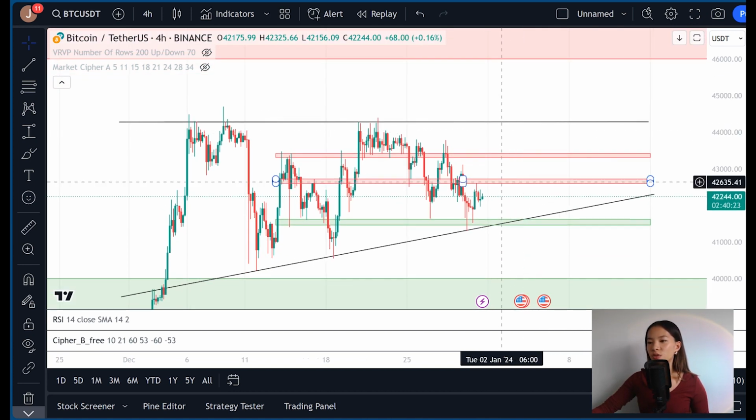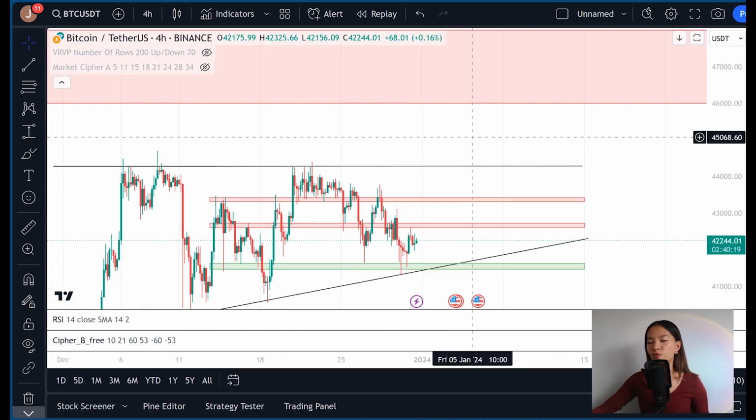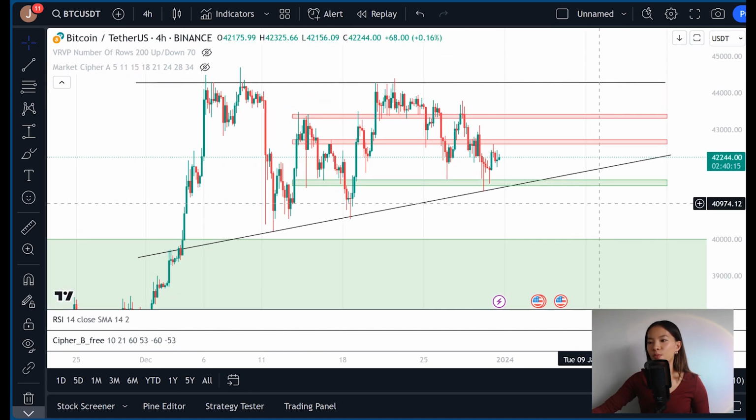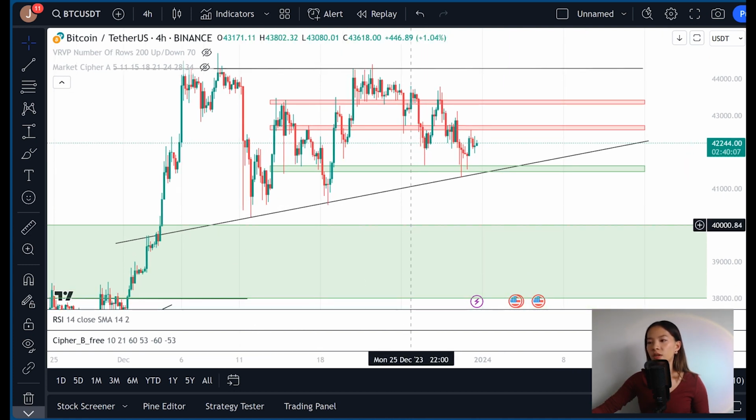And really quickly, I do want to talk about how important it would be for us to retest this 48K level before we break below. So there's a 35% chance that we break below the structural pattern and we retest maybe lower levels of support, probably around this level here at 40,500 or $40,000.